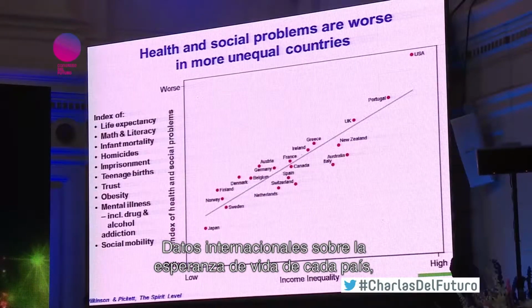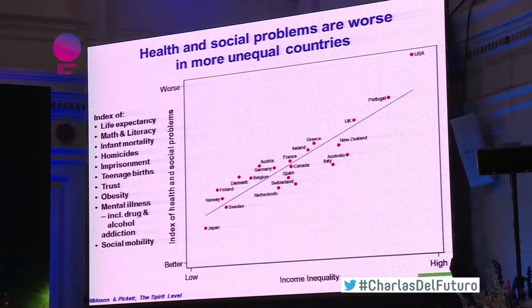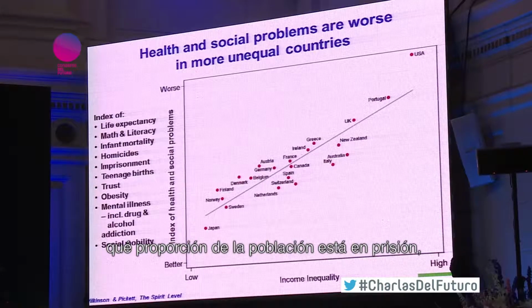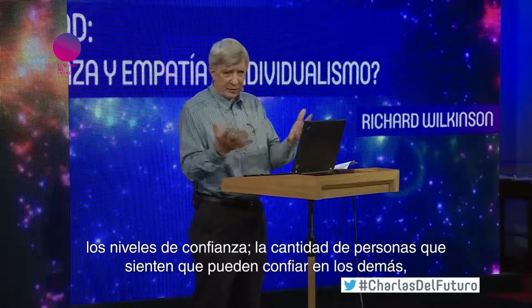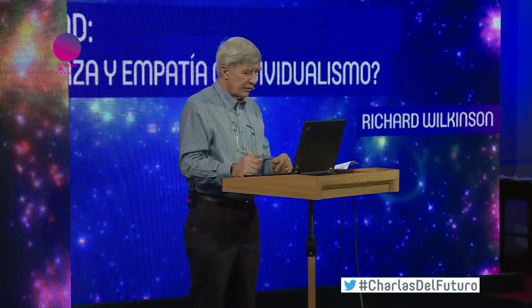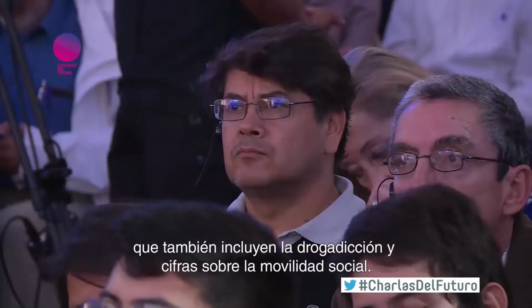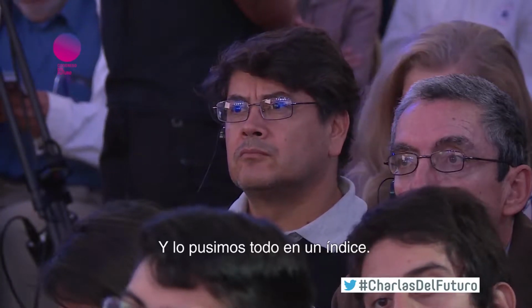International data on life expectancy for each country, on maths and literacy scores, on infant mortality rates in each country, how high homicide rates are, what proportion of the population are in prison, teenage birth rates, levels of trust, how much people feel they can trust others, obesity rates, some figures on mental illness, which also include drug addiction, and figures on social mobility. And we put them in one index.